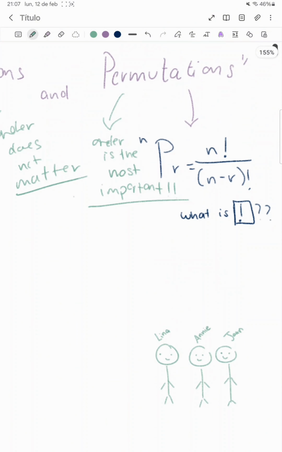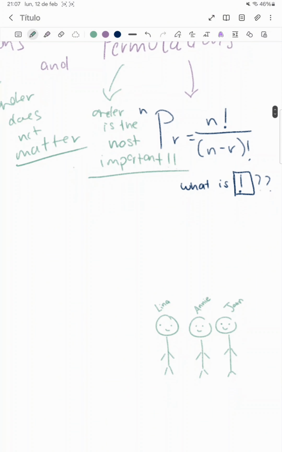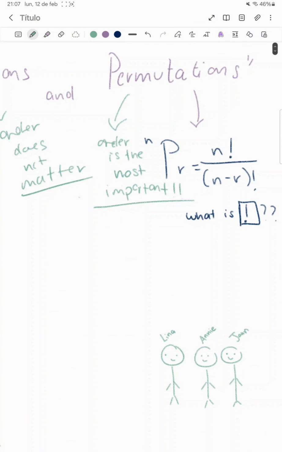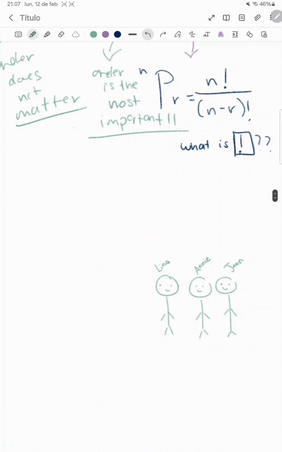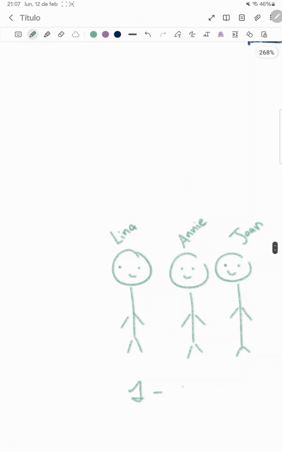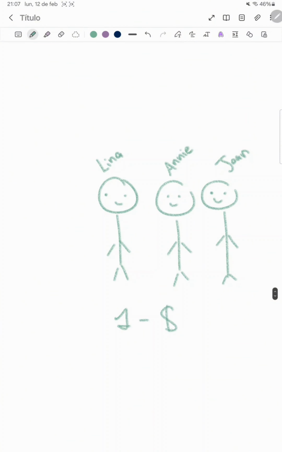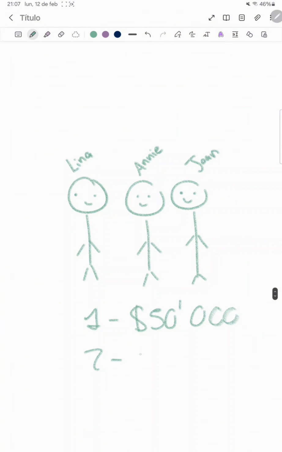And let's see the same case with a permutation. In permutation, as we recall, order does matter. It's the most important thing. So let's say that I have the same people, Lina, Annie, and Joan. In this case, I have a prize for everyone. The first place gets, I don't know, 50,000 pesos. The second place gets 20,000 pesos, and the third place gets, I don't know, 50 pesos.